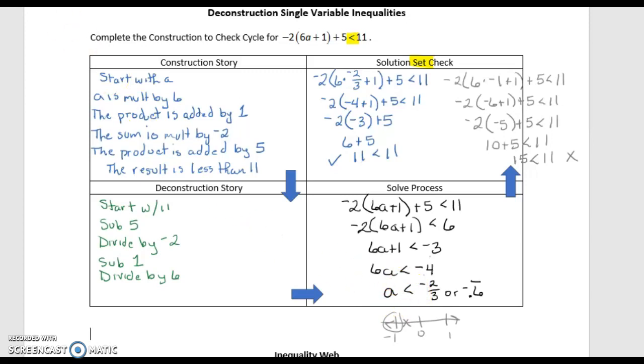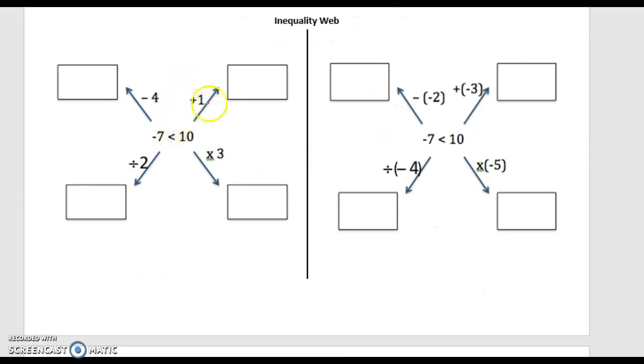So I want to move forward. Looking underneath what we just did, if we look at these webs again, and so if we have -7 is less than 10, and if we subtract 4, add 1, divide by 2, and multiply by 3, so these are all positive values, do we end up with true statements? If I add 1, I'm going to get negative 6 is less than 11. That is correct. Negative 21, is that less than 30? Yes, that is correct. If I take negative 7/2, less than 5, that is correct. A negative number is always less than a positive number.